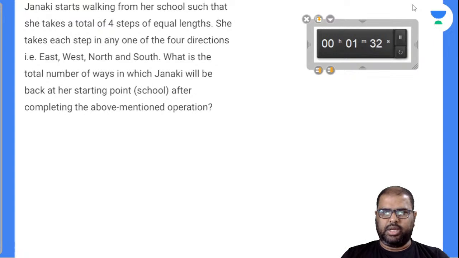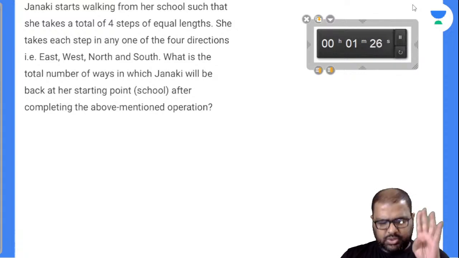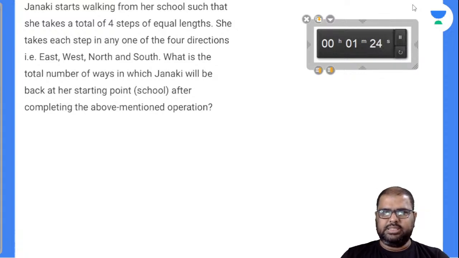Janaki starts walking from her school such that she takes a total of 4 steps of equal length. So she only takes 4 steps. She takes each step in any of the 4 directions, that is east, west, north and south. What is the total number of ways in which Janaki will be back at her starting point school after completing the above mentioned operation is the question asked.